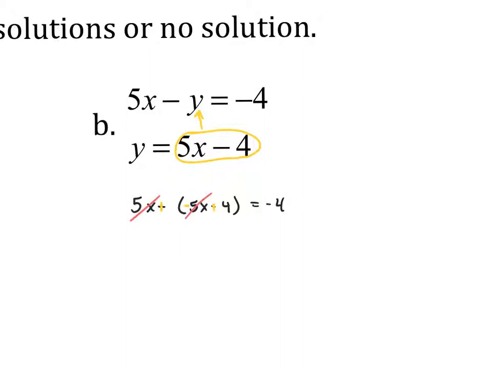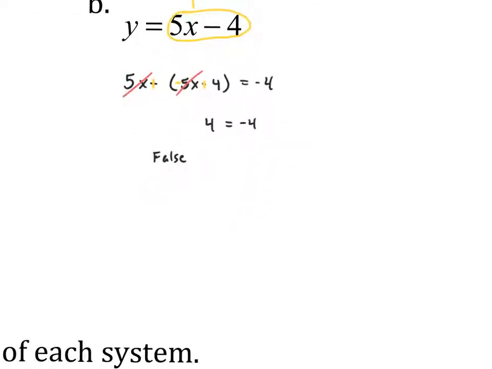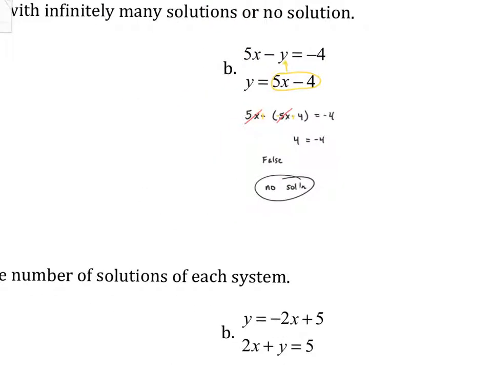Notice that 5x minus 5x is 0, and I end up with 4 is equal to negative 4, and that's actually false. Not only do I not find out what x and y are, I also come up with a false statement. So as a result of that, these two equations will never be true together. So this has no solution. No solution. So that's my conclusion.